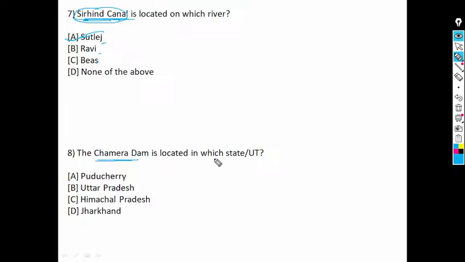The Chamera Dam is located in which state? Puducherry, Uttar Pradesh, Himachal Pradesh or Jharkhand. Chamera Dam is in Himachal Pradesh.